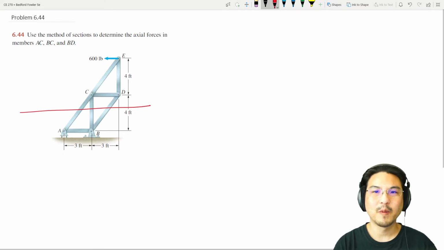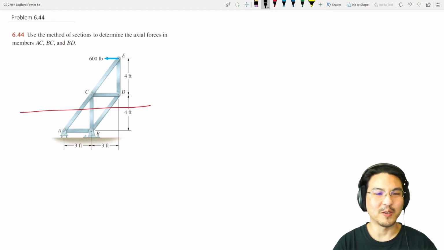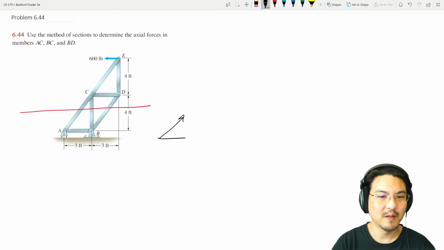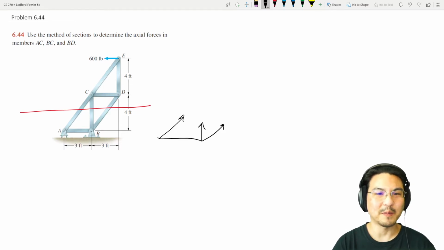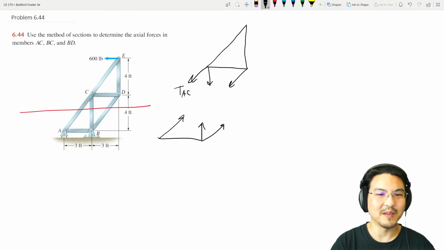Okay, and then I'll just draw both. The bottom section would look like this. And then the top section would look like this. The axial forces: this would be AC, this one is between B and C, and this one is between B and D.